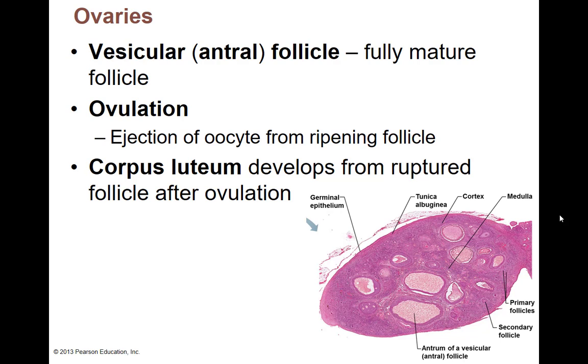Now, the reason why we can call it an antral follicle is because part of the fluid that's found inside of there is called the antrum. So you have this big chunk of fluid in there. Ovulation, which we'll talk about, is the ejection of an oocyte, that secondary oocyte, from that mature follicle. And then after ovulation, the rest of that follicle that was getting that secondary oocyte ready to eject will become what's known as the corpus luteum. We'll talk about that when we get there too.